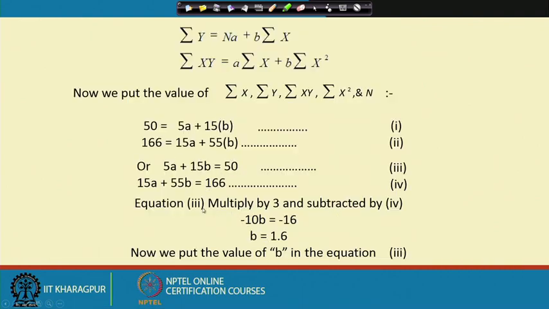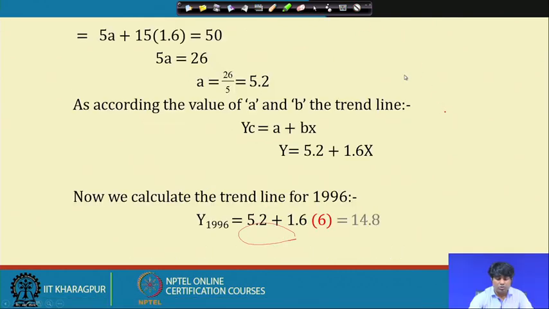After the process, you will find the value of b equal to this much. Then put this value in equation 1, and you will get a value. Ultimately, the process gives you the value of a and the value of b to do the trading. So, this is the predicted line: 5.2 plus 1.6x. That means technically 5.2 is a and 1.6 is b.